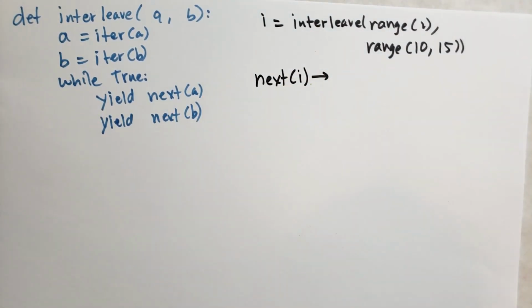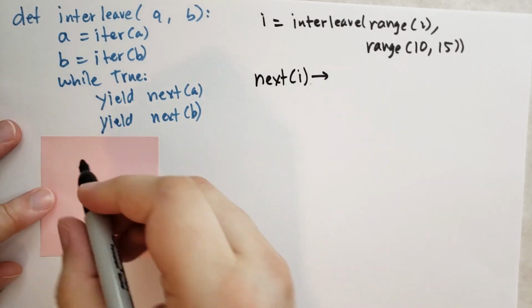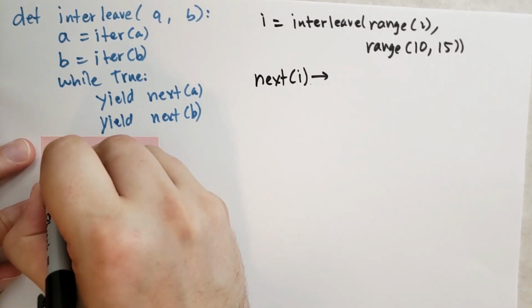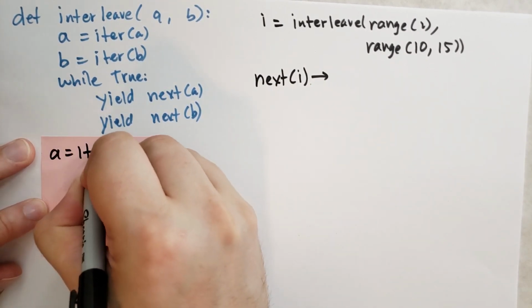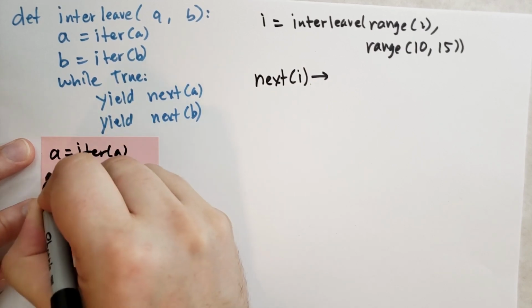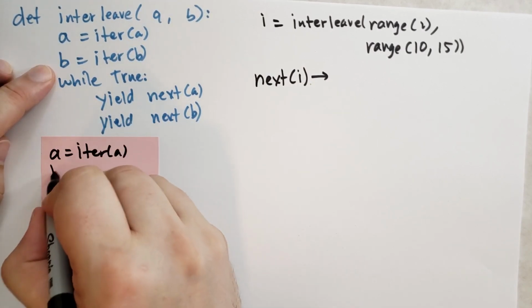a becomes the iterator, a. Let's go ahead and keep a sticky note here to keep track of the variable context for this particular generator call. So a is now the iter for a. Then the next statement is b equals iter b.